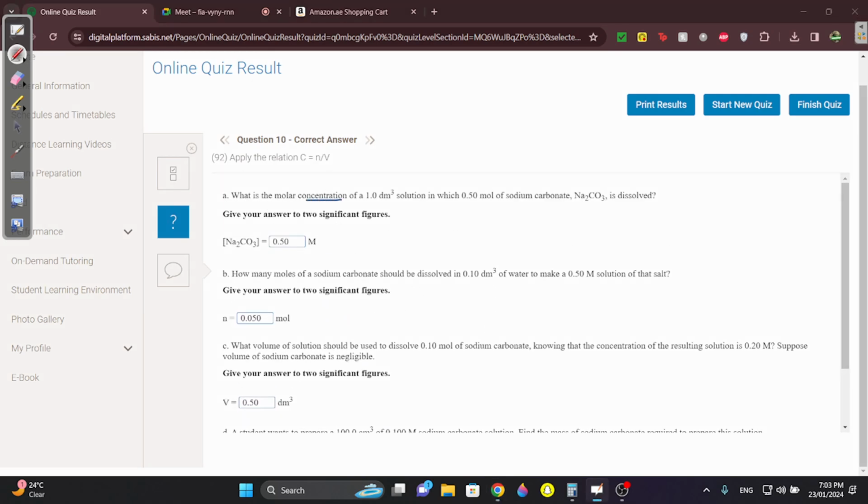What is the concentration of 1 dm cubed containing 0.5 moles? You know, C equals n over V. So C equals the moles, which is 0.5, over the volume, which is 1. You get 0.5, but they want two significant figures, so 0.50 molar.